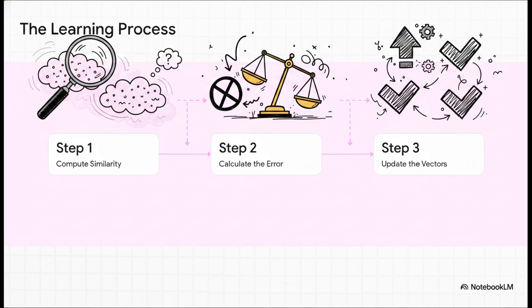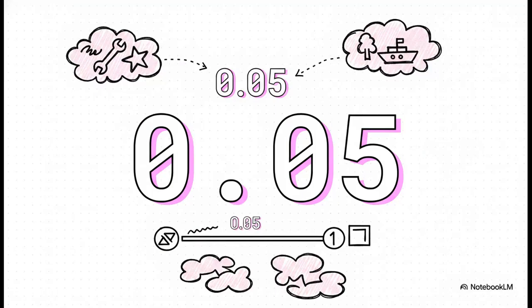First, it checks how similar the numbers are right now. Then it figures out how wrong that similarity score is. And finally, it makes a tiny correction to the numbers. Let's break that down.